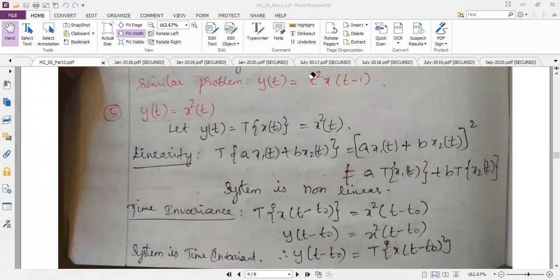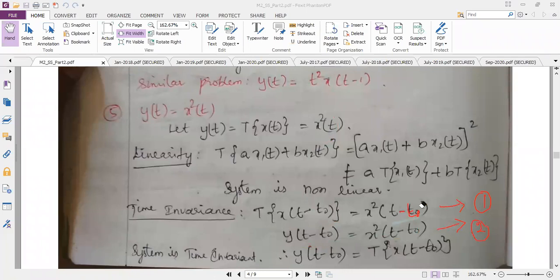So now time invariance, you all know very well how to do it. See, T of x of t minus t naught means I only have to write x square of t with only minus t naught. That's it. So this is your equation 1. And the next equation is y of t minus t naught, meaning wherever t is there in the question, everywhere that should be replaced with t minus t naught. If I do that also, I feel that my equation 1 and 2 right hand sides are same. Since my right hand sides are same, definitely my left hand sides are also same.